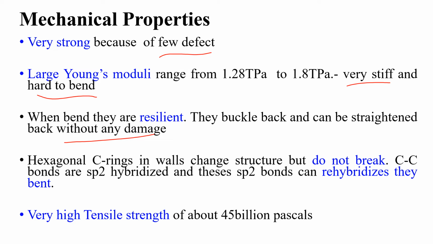This is because of the fact that carbon atoms in hexagonal rings are sp2 hybridized. When they bend, they change their structure and rehybridize without breaking. Carbon nanotubes possess very high tensile strength of about 45 billion Pascal, which is a much higher value when compared with that of steel.